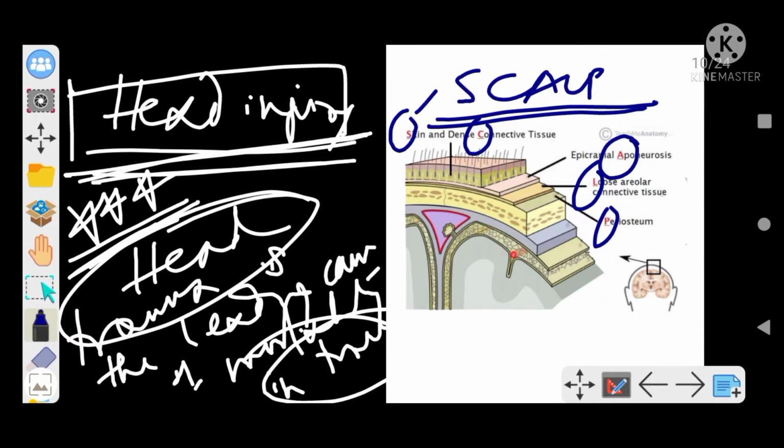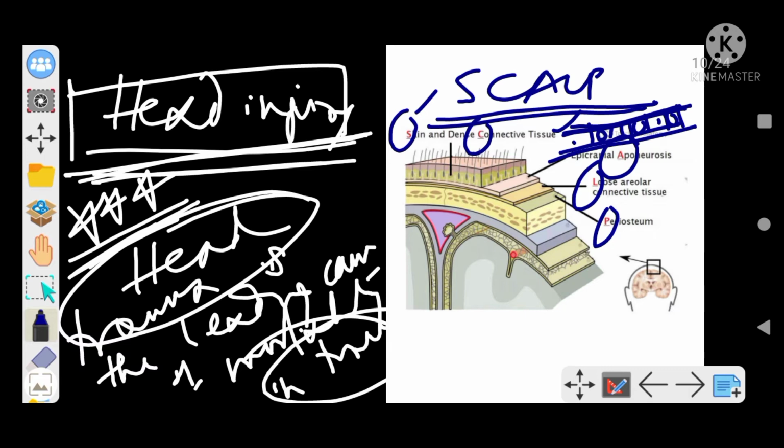So skin, of course, and regarding connective tissue, in connective tissue there are fibrous septae. If laceration occurs, the vessels don't vasoconstrict easily, right? They remain dilated because the fibrous septae have gaps. As you can see, the vessels remain dilated, they don't vasoconstrict easily, so there is profuse bleeding.